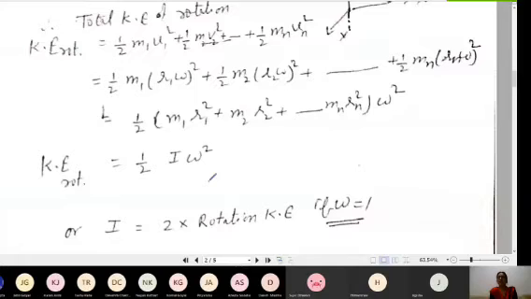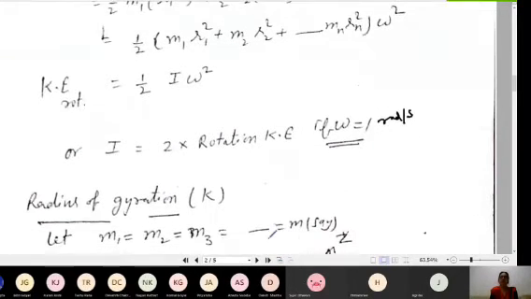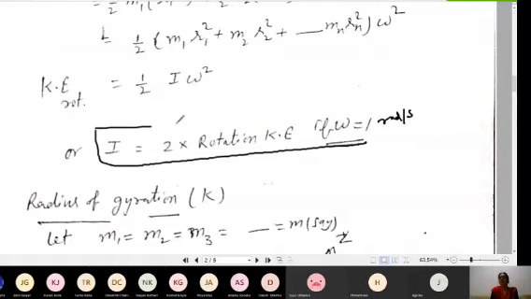From here you can get another definition of the moment of inertia. If I take omega equal to unity, it means I am making the body rotate with unit angular velocity. Of course, angular velocity is measured in radian per second. So if the unit value is there, then I is equal to twice the rotational kinetic energy. It means the moment of inertia is twice the rotational kinetic energy. This is the relation between the moment of inertia and the rotational kinetic energy, but you have to apply the condition that the body is made to rotate with unit angular velocity.